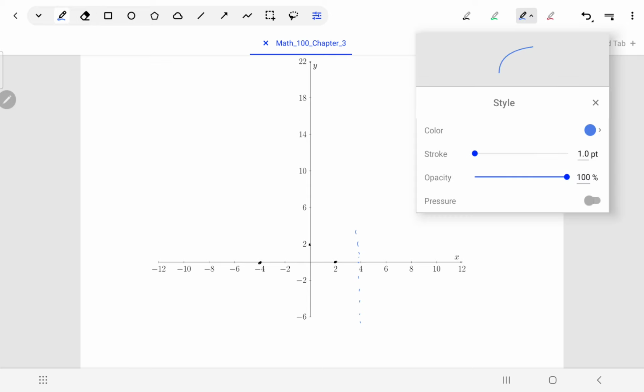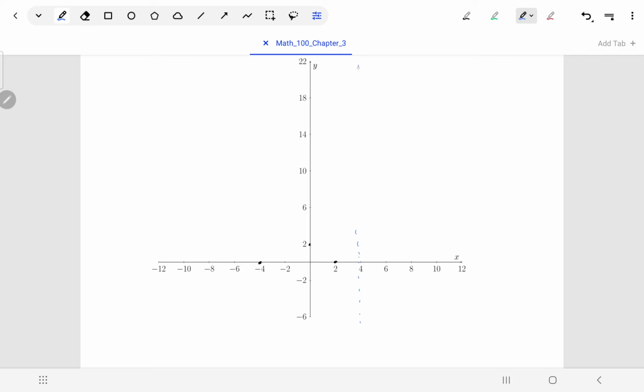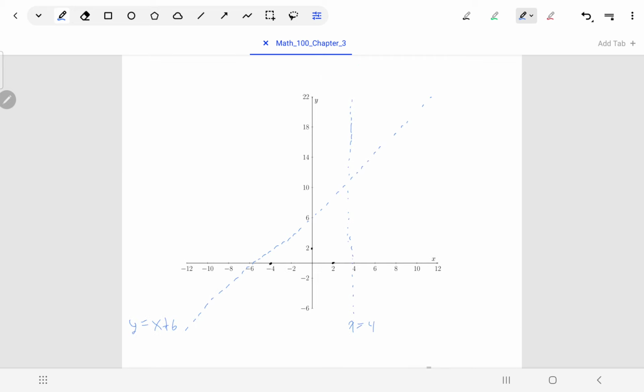And now I'll draw in my oblique asymptote while I'm at it. So that line, y equals x plus 6, would cross the y-axis at 6 and the x-axis at -6. So my line should be along those sorts of lines there. So I'll just label all those things, the x equals 4 and the y equals x plus 6. Okay, so we've labeled all of our stuff.